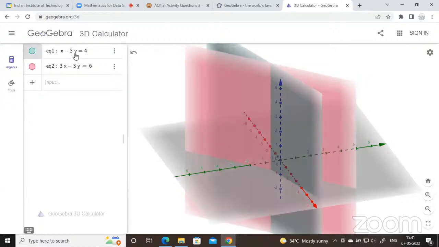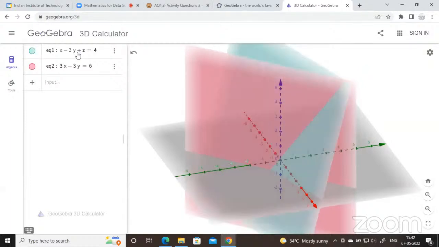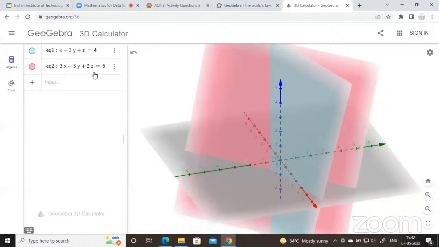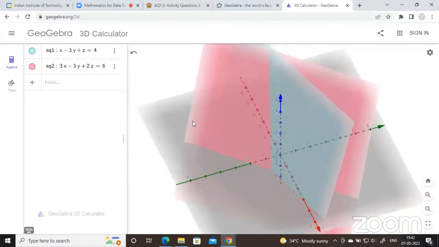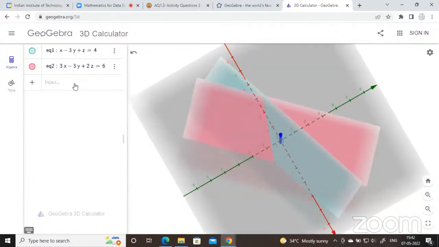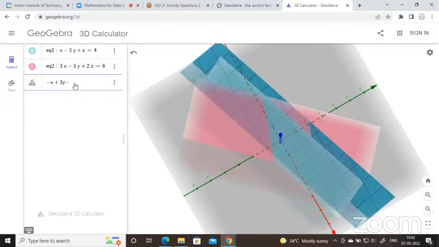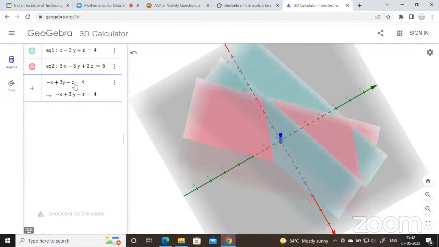So infinitely many solutions. Let's change this equation a bit. Add z equal to 0, here, that's 2z, something like this. Okay, again I'm going to get planes, but they are 2 different planes now. Let's put one more equation: minus x plus 3y minus z equal to 4.